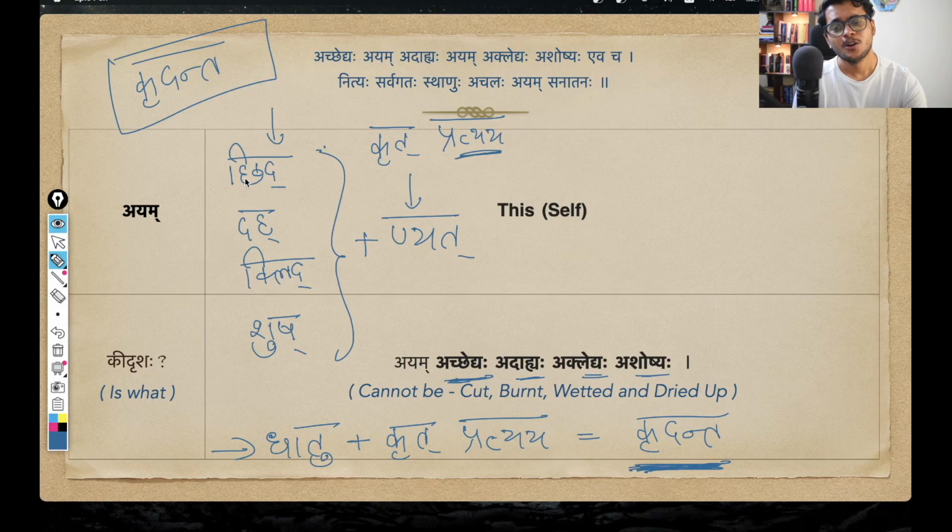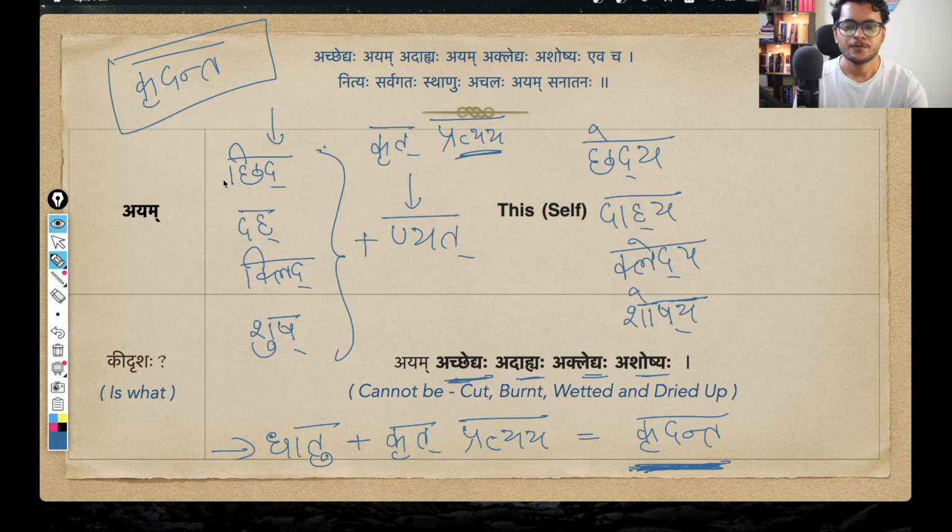And we have gone through so many kridantas in the first chapter of Gita and up till now in the second chapter of Gita also. So in our case here, all these four dhatus are being modified using nyat. This is the krit pratyaya that we are using. And when we modify these dhatus using nyat pratyaya, the kridanta that we get are: chid becomes chedya, dah becomes dahya, klid becomes kledya, and shush becomes shoshya. Okay, these are the new kridanta formed.